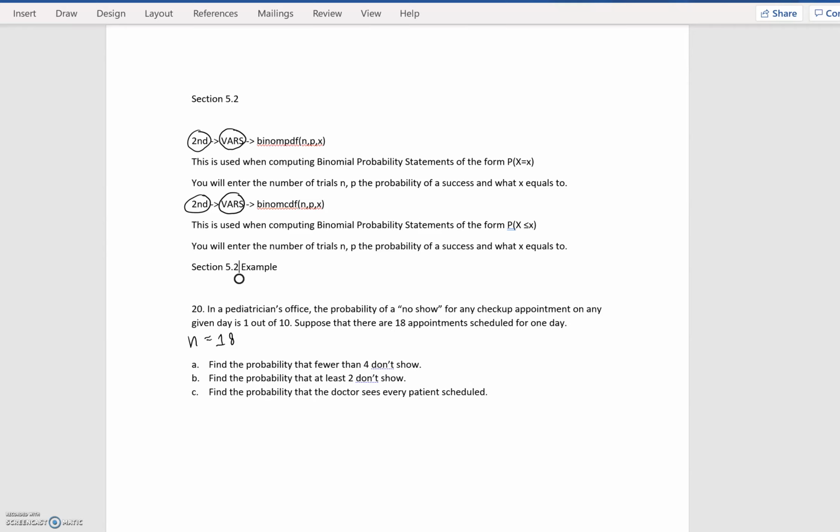What's a success in this case? A success is the following. So in part A, we're finding the probability that less than 4 people don't show. So the probability of a success is the probability of a no-show. The probability of a no-show is 1 out of 10. So I will write down that P equals 1 over 10. You can also write this as a decimal as 0.1.